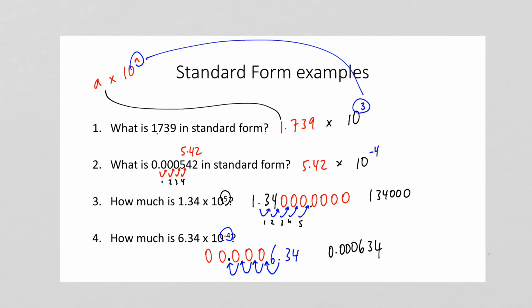So there we've done 2 examples, one with a positive power of 10, one with a negative power of 10, for both going from a number to standard form and then going from standard form to the longer number. You'll need both of those models when you're doing the questions later on.